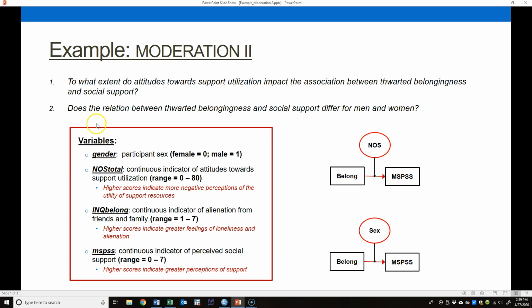And then our second interaction: does the relation between thwarted belongingness and social support differ for men and women? So here, again, our base relation is belongingness and support, but we're looking to see whether we have different associations between belongingness and support for either men or women. Okay, so these are the models that we're going to go through and run and screen. We're not actually going to look at these models in this video. We're just going to do a screening and cleaning for these data.